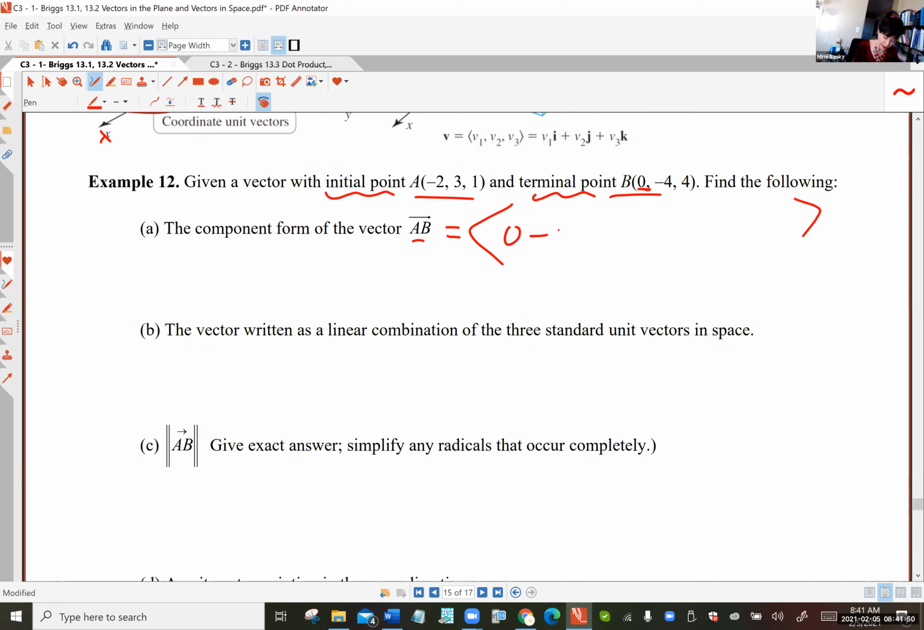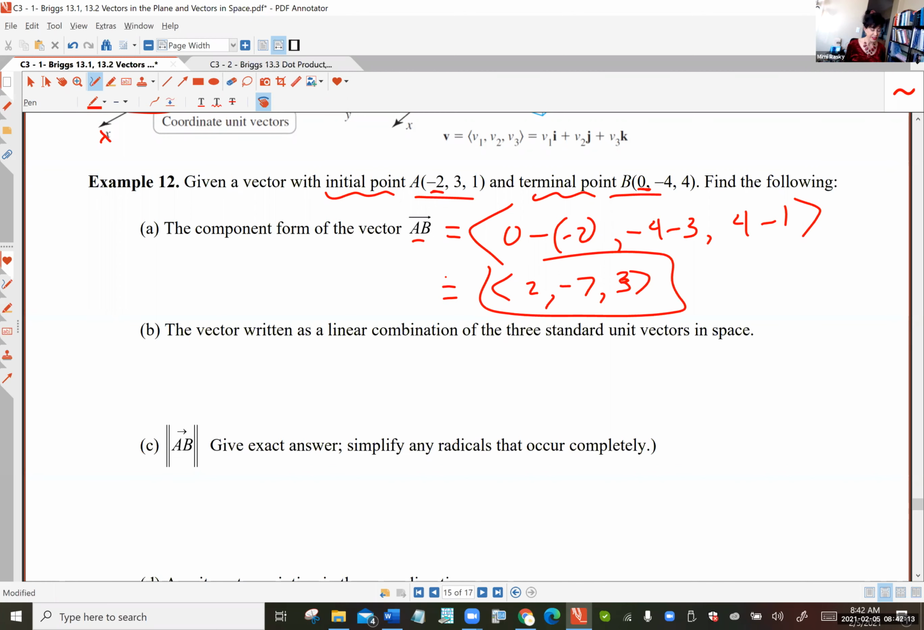So the terminal x coordinate, which is B's x coordinate, minus -2, that's A's x coordinate, comma, and now we take the difference of the y coordinates, terminal minus initial, and then we take the difference of the z coordinates, terminal minus initial. And your final answer is, after doing some arithmetic, there we go, <2, -7, 3>.